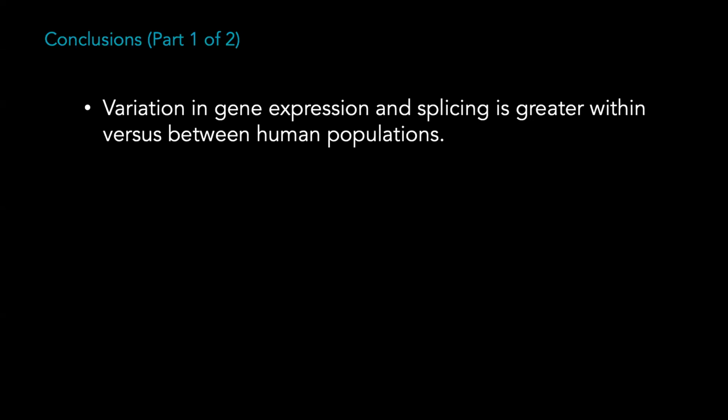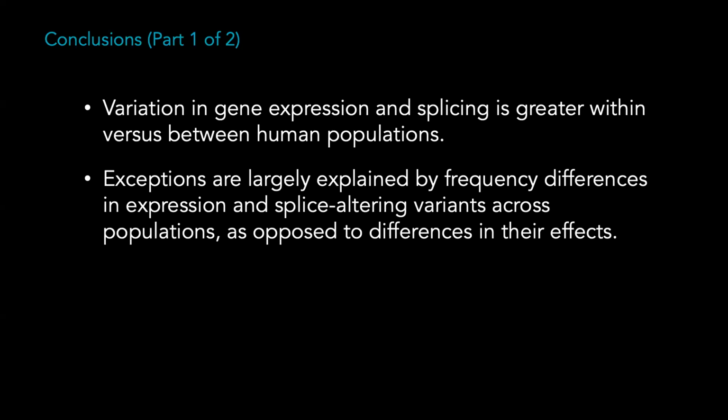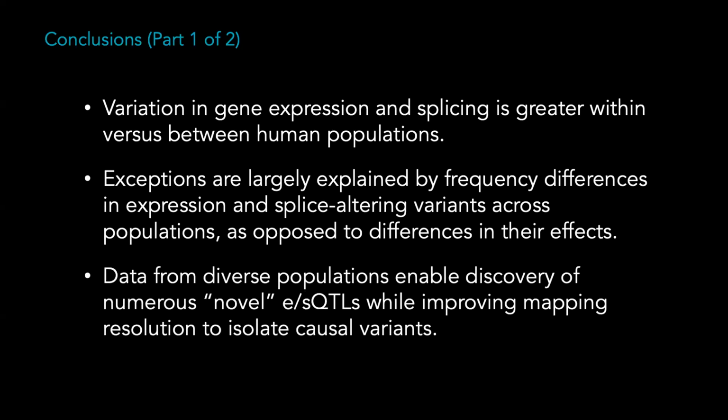Okay, so in conclusion to this first part, variation in gene expression and splicing is greater within versus between human populations. We also see that at the level of allele frequency differences. The exceptions are largely explained by frequency differences in expression and splice altering variants across populations, as opposed to differences in their effects. And the data from these more diverse populations are allowing us to discover novel eQTLs and sQTLs that were missed before, while improving the mapping resolution to isolate causal variants from the haplotype background.